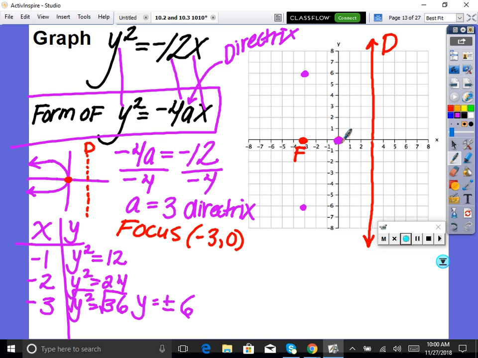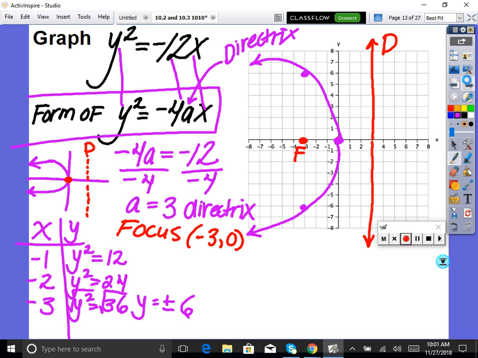So now look, connect the dots. It's just a really wide sideways parabola. So we graphed first, we found the directrix, we then put in the focus, and then found some other points. Not too bad, right? It'll get easier and easier each time. Let's do another one.